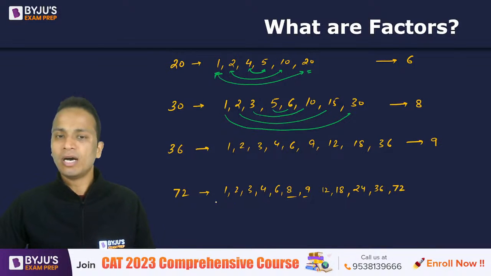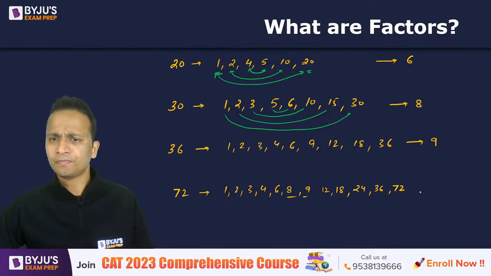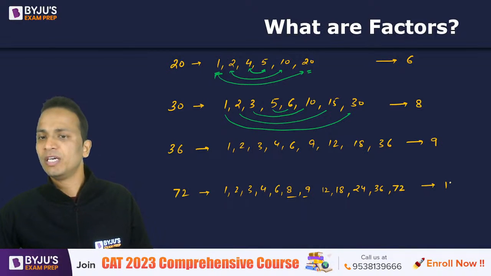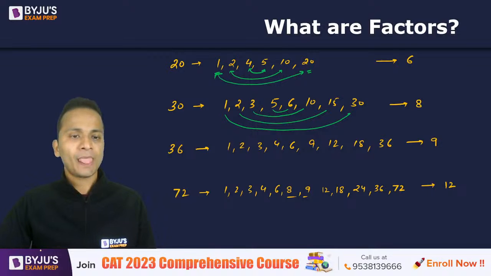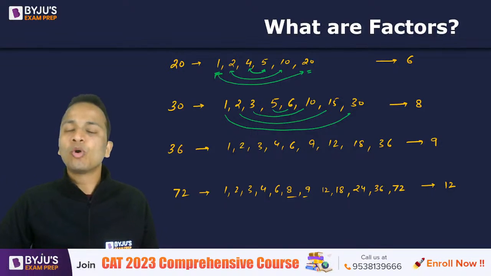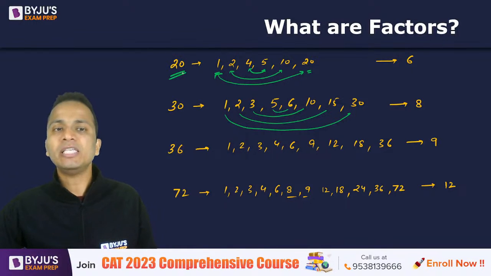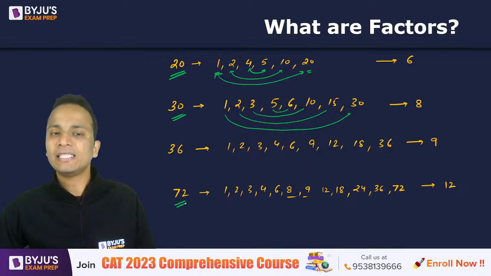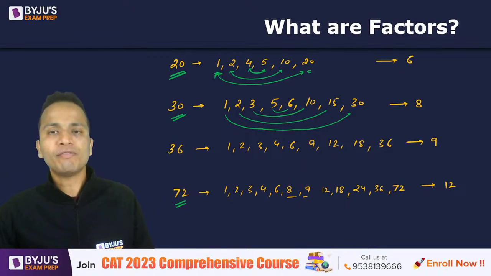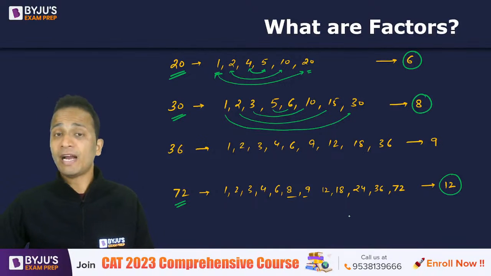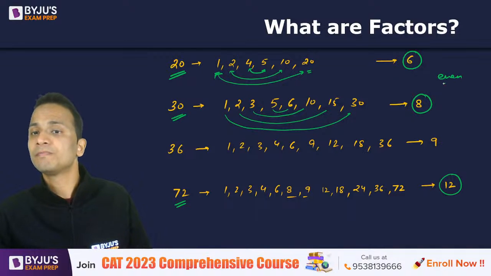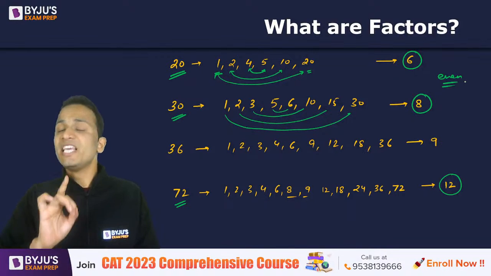So again in 72, the same thing has happened: the product of first and last factor, second and second last, and so on. The number of factors here is 1, 2, 3, 4, 5, 6, and 6 more, 12. The number of factors is 12. Now let's make one more observation which is related to the factors of the number. I'll pick up these three numbers 20, 30, and 72. The number of factors in each case is 6, 8, and 12. The number of factors here is an even number.